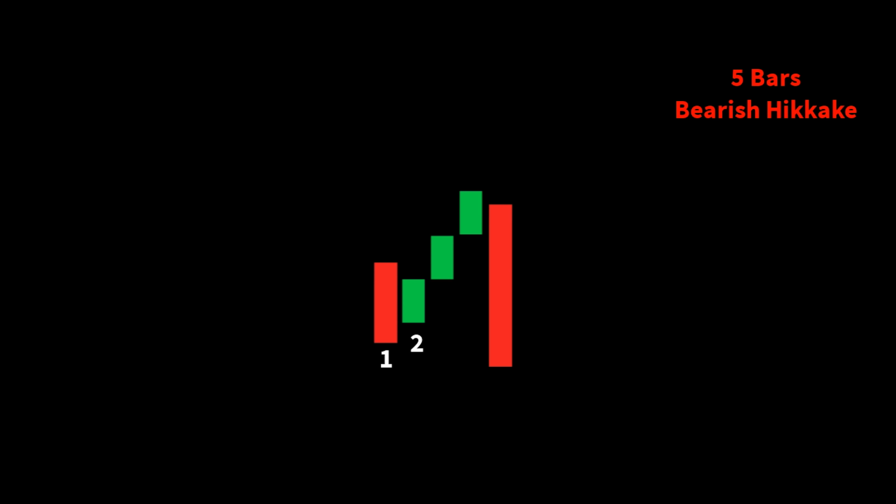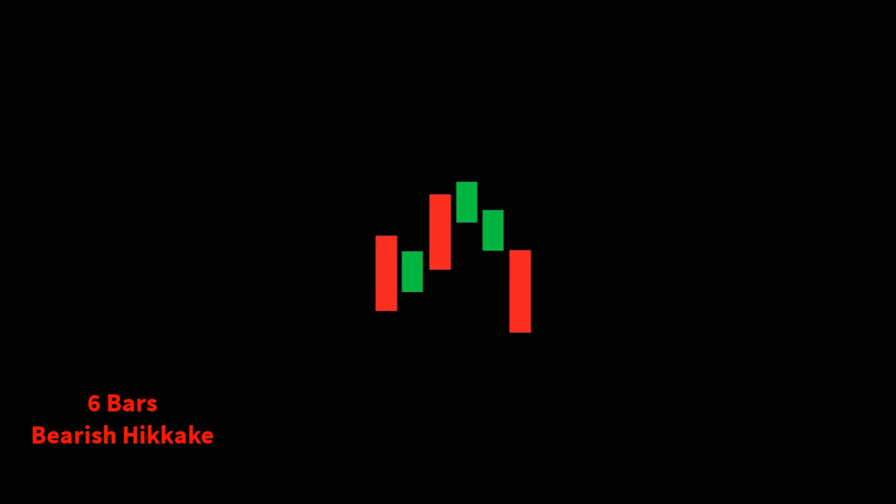The first and second candlestick formed a bullish inside bar that is suitable for the continuation of a bullish trend. The third and fourth candlestick tricked buyers to buy for bullish continuation. Suddenly, the fifth candlestick turned bearish, and it invalidated the bullish inside pattern. Buyers were trapped in this setup. Let's proceed to study the 6 candlesticks bearish Hikaki pattern.